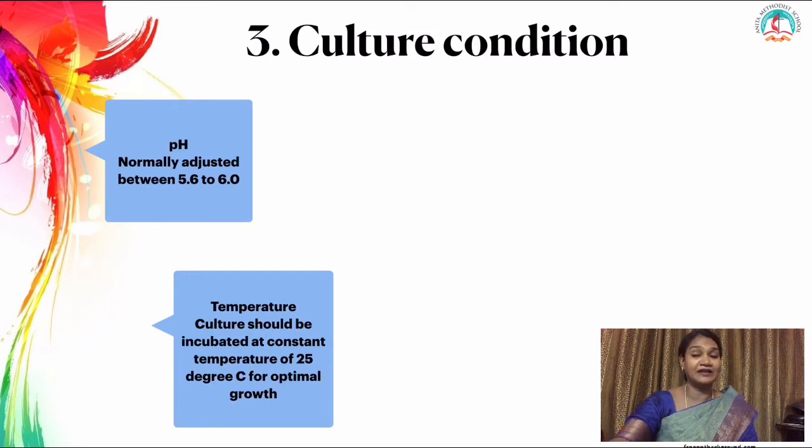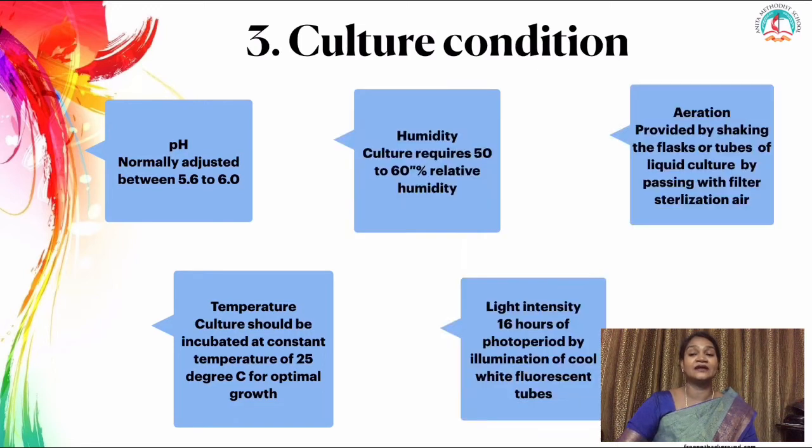Light also plays a very major role in plant tissue culture: 16 hours of photoperiod by illumination with cool white fluorescent tubes. Aeration, the presence of air, plays a very major role here. It is provided by shaking the flasks or tubes of liquid culture and by passing filter-sterilized air.